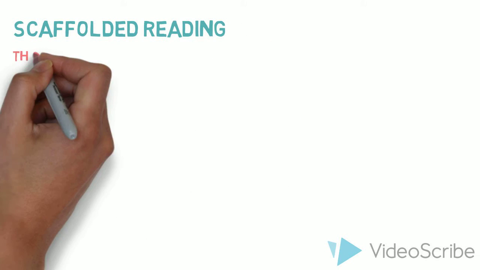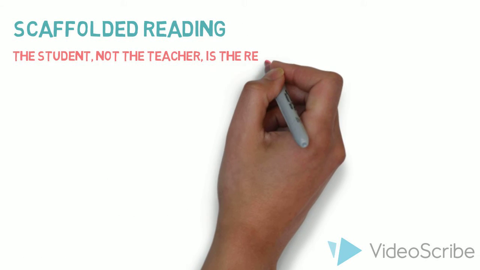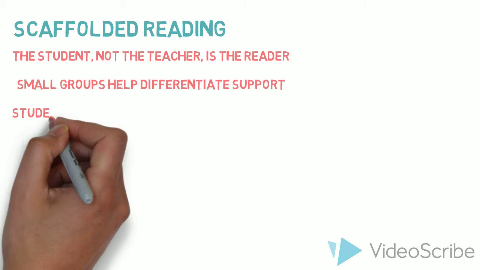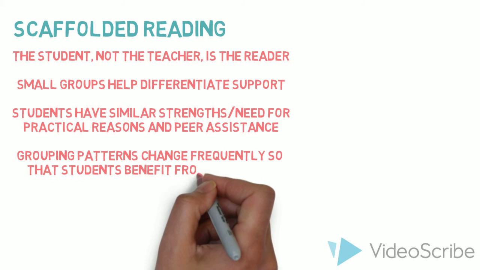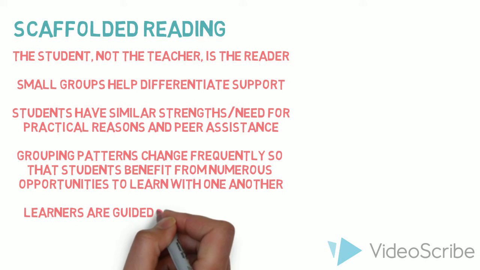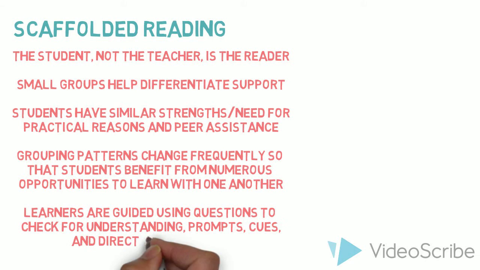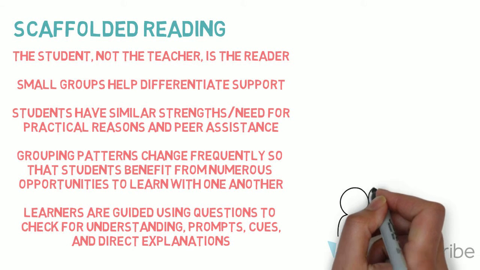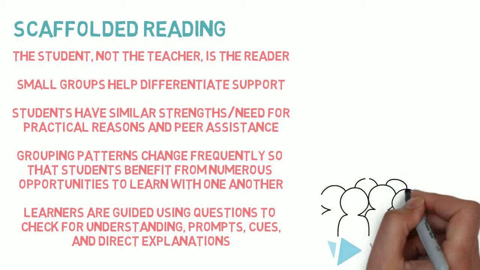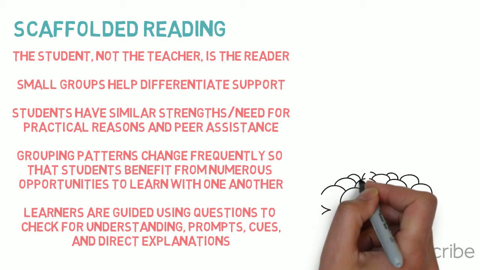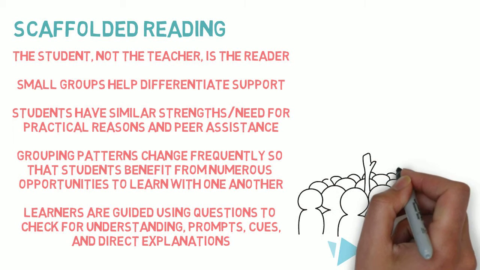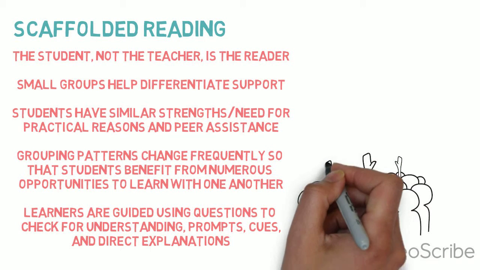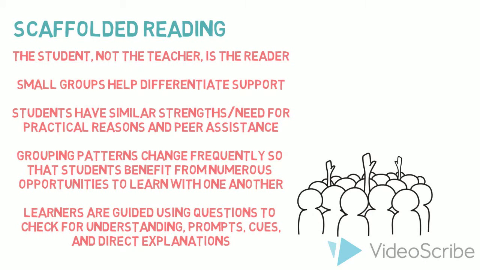In addition to close reading, scaffolded reading instruction using small groups can be helpful in facilitating students' access to complex texts. It is important to note here that in scaffolded reading, the student, not the teacher, is the reader. Small groups help differentiate support. Students have similar strengths and needs for practicality and peer assistance. Grouping patterns change frequently so that students benefit from numerous opportunities to learn with one another, and learners are guided using questions to check for understanding, prompts, cues, and direct explanations where necessary.